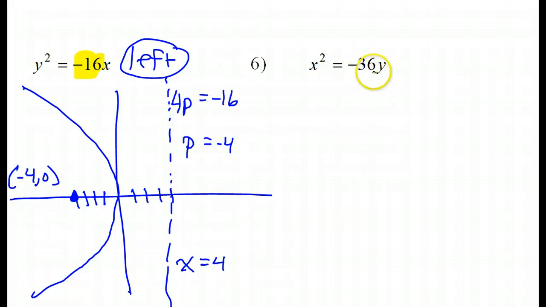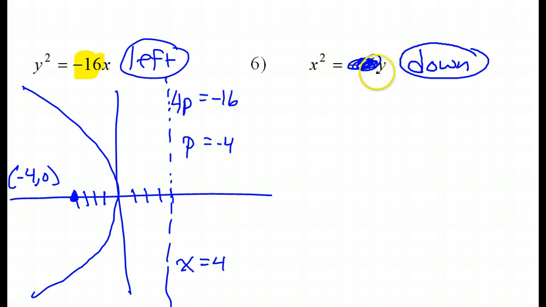All right, and number 6. Will this be up, down, left, or right? All right, I'm hoping that you said down. It will be down. All right, ignoring the negative 36 for a second, we have y equals x squared. That's a nice normal graph. We could put that right in our calculator if we wanted to. As opposed to number 5 over here, how would you put that in your calculator? Okay, so the ones that you couldn't put in your calculator without taking a square root or something, those are the sideways ones. So this one's right side up. The negative makes it down.